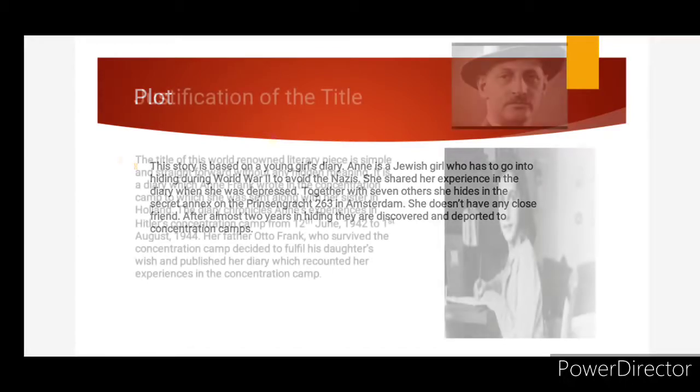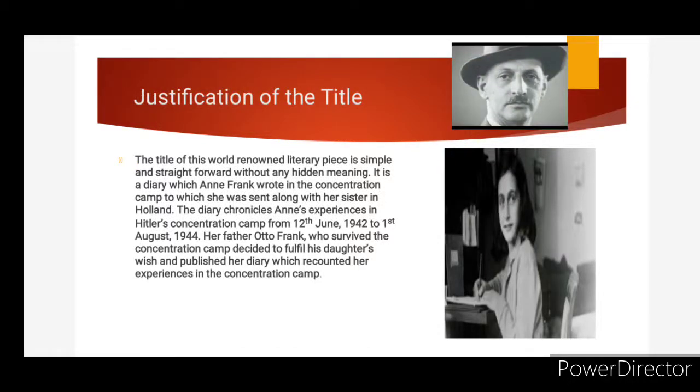Let's have a look at the title. The title of this world-renowned literary piece is simple and straightforward, without any hidden meaning. It's a diary which Anne Frank wrote in the concentration camp to which she was sent along with her sister in Holland. The diary chronicles Anne's experiences in Hitler's concentration camp from 12th June 1942 to 1st August 1944.